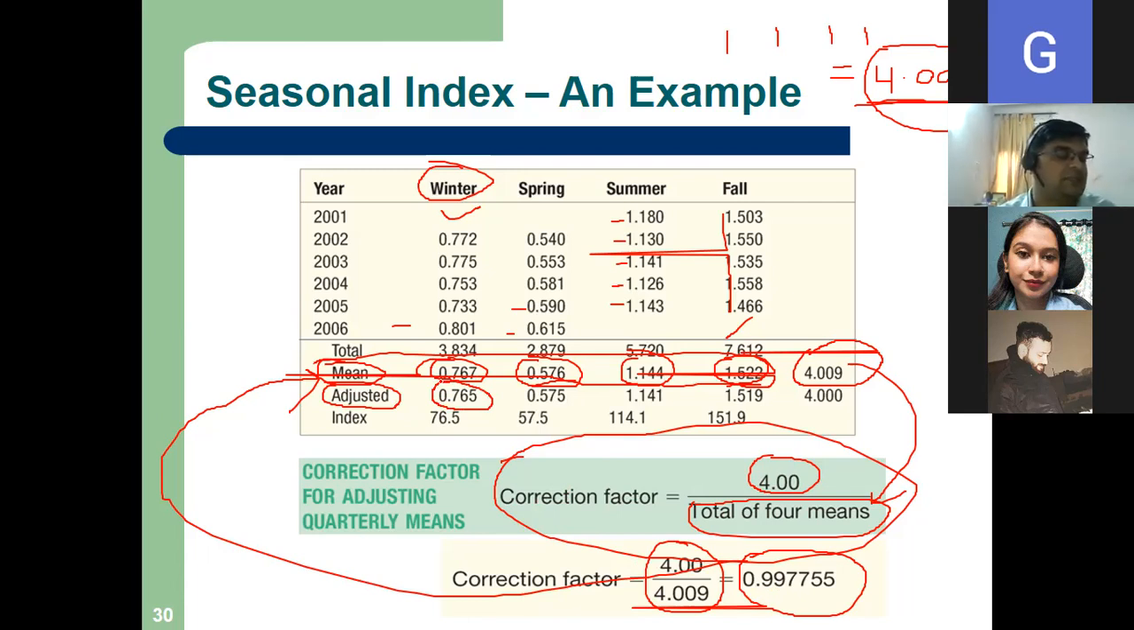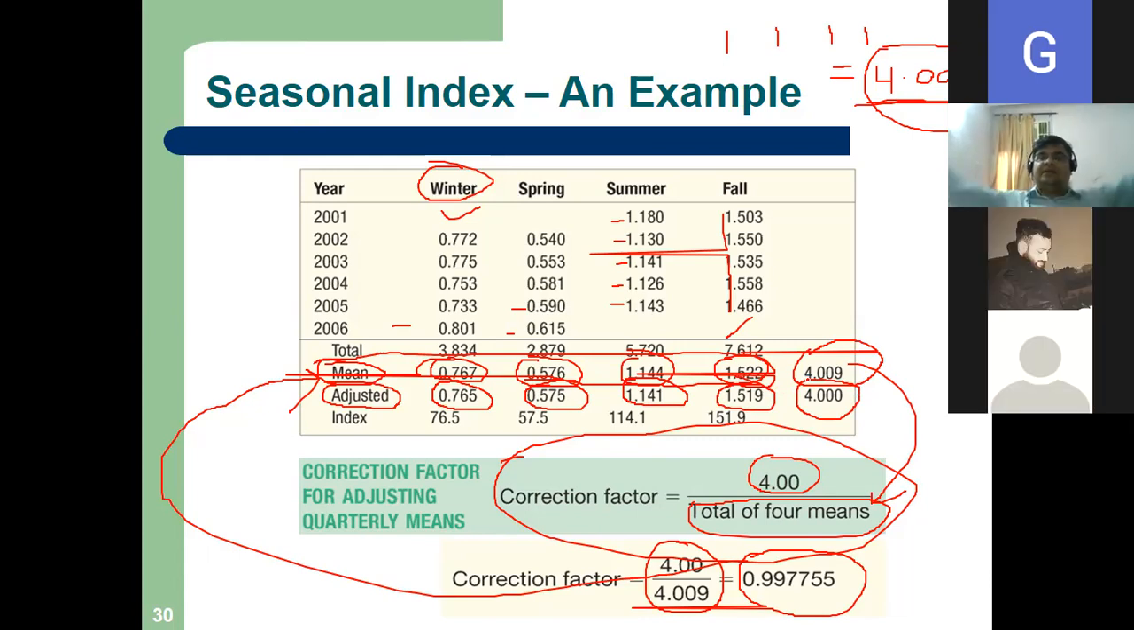Yes, Sanchit, now it is clear, I think. Adjusted index. Again, I have to multiply 0.576 by 0.997755. Again, I have to multiply it by 0.997755, and again this. Now see, if I take the sum of these four, it is coming exactly 4. Why? Because we have applied the correction factor. Now we have reached the final index.